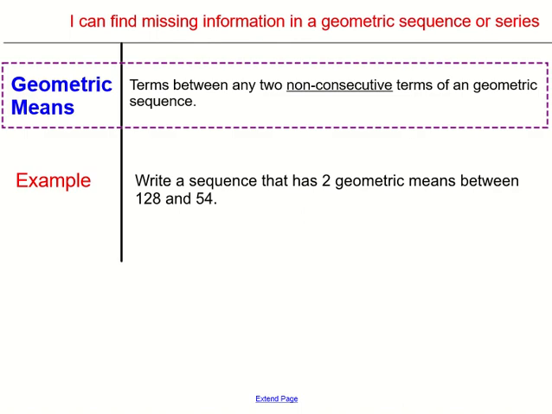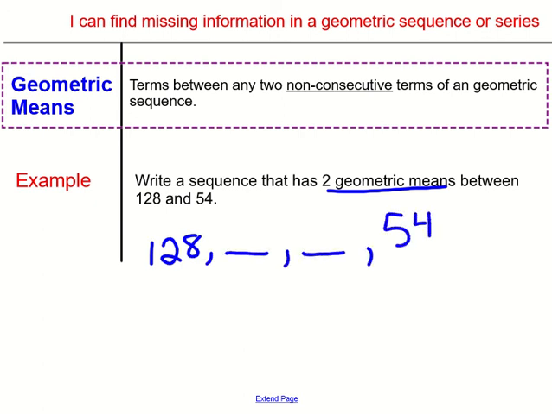Now, a geometric mean. This is the terms between any two non-consecutive terms of a geometric sequence. So, for example, it says write a sequence that has two geometric means between 128 and 54. Now, when it says two non-consecutive terms, it means the terms that they give us are not one after the other. So we're starting with 128. We have two geometric means, and then 54.